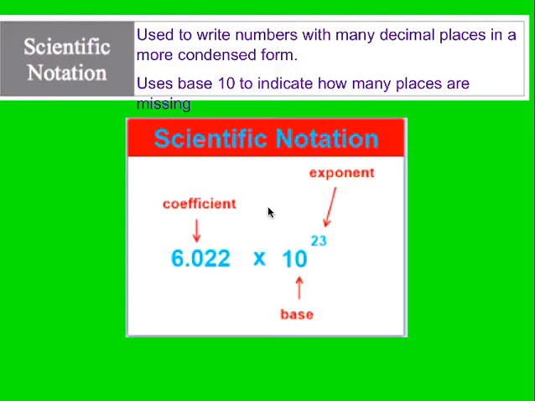So first of all, scientific notation is used to write numbers with decimal places in a more condensed form. So instead of writing out a bunch of zeros, we can just write it in a condensed form. We also want to use base 10 to indicate how many places are missing, so we're going to be putting some sort of 10 raised to an exponent. And we're going to look at why that is, taking a look at a couple of these. So let's just go ahead and start.